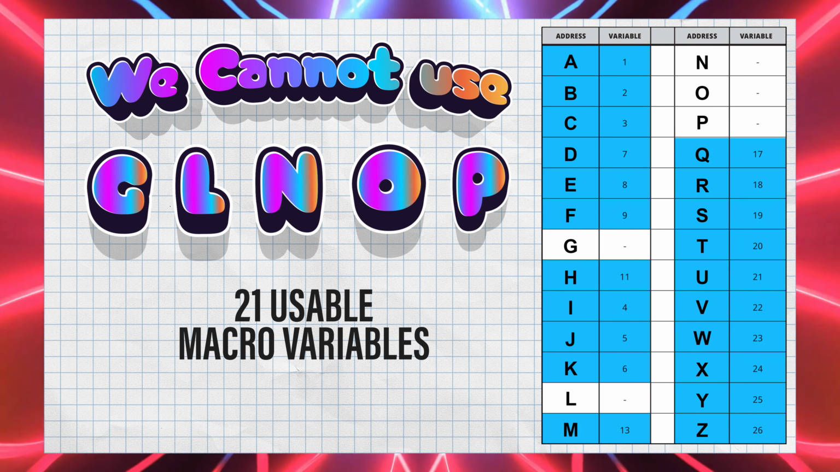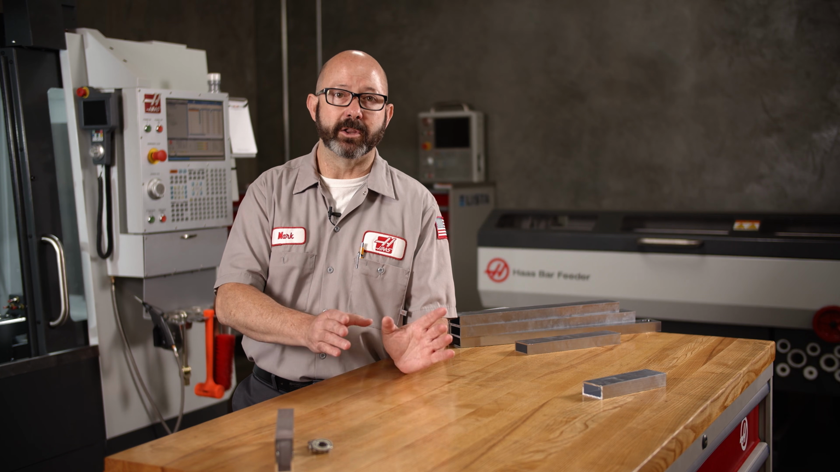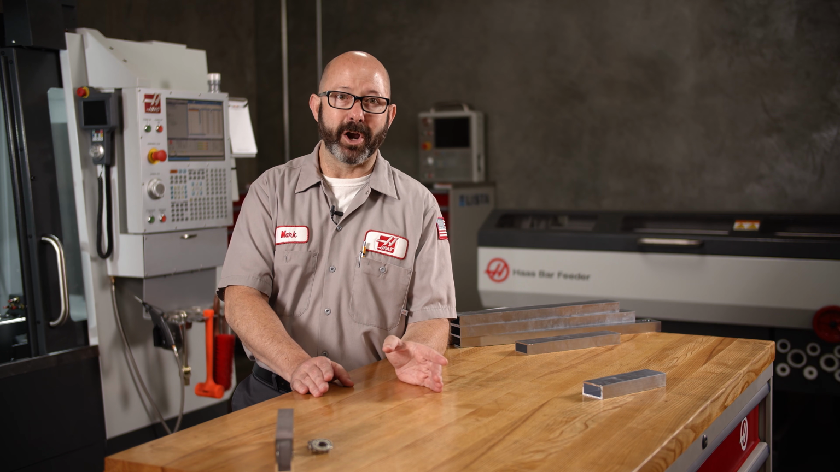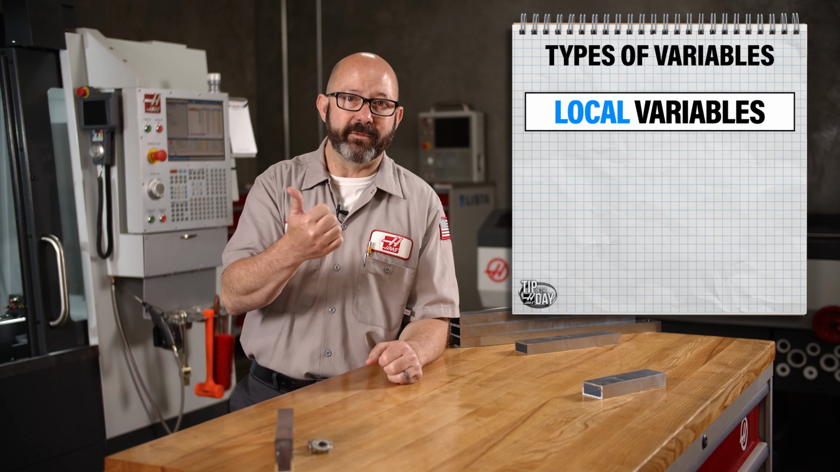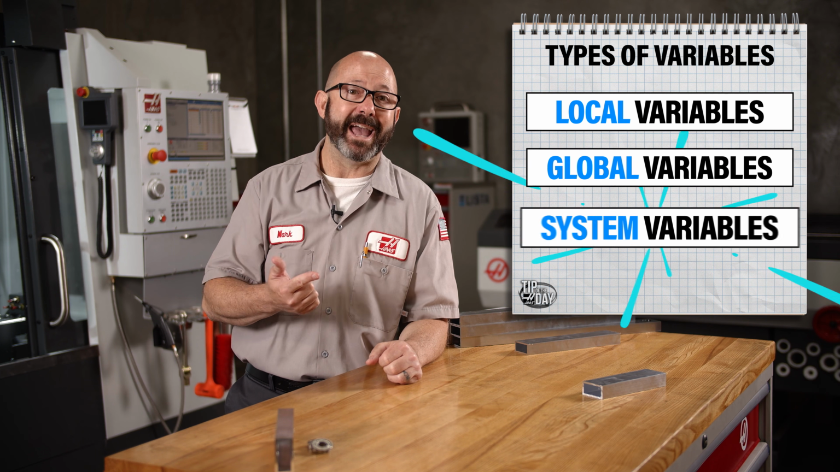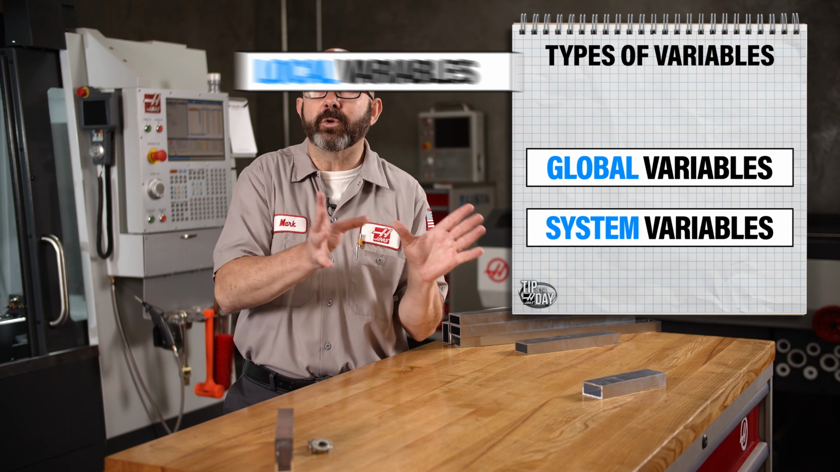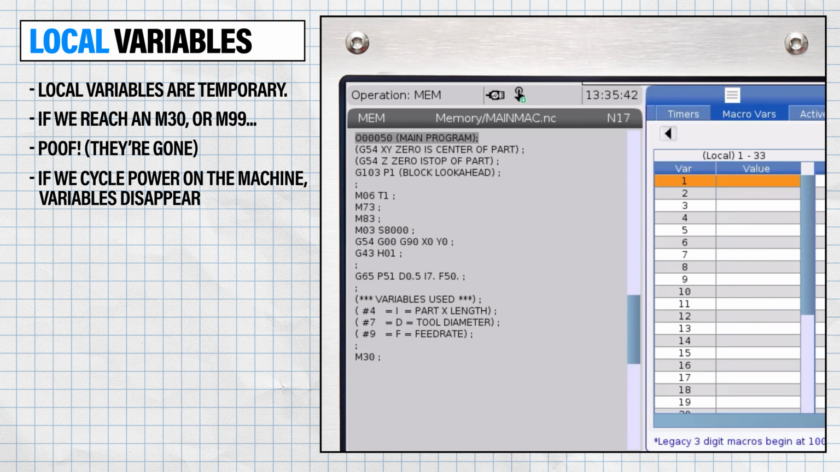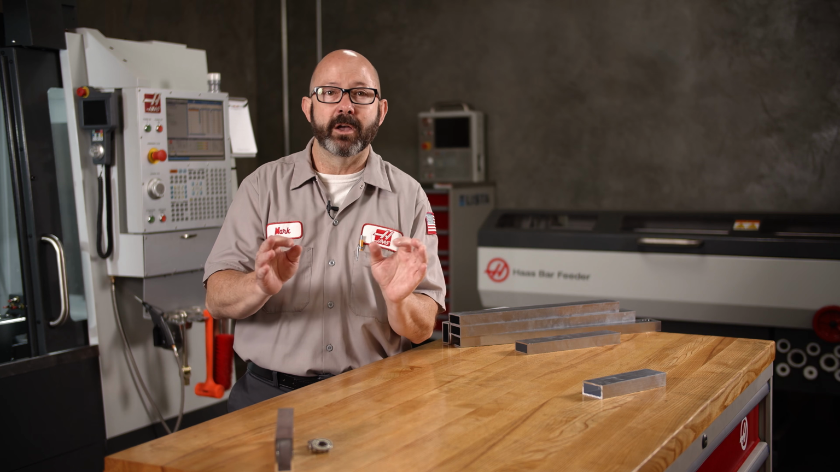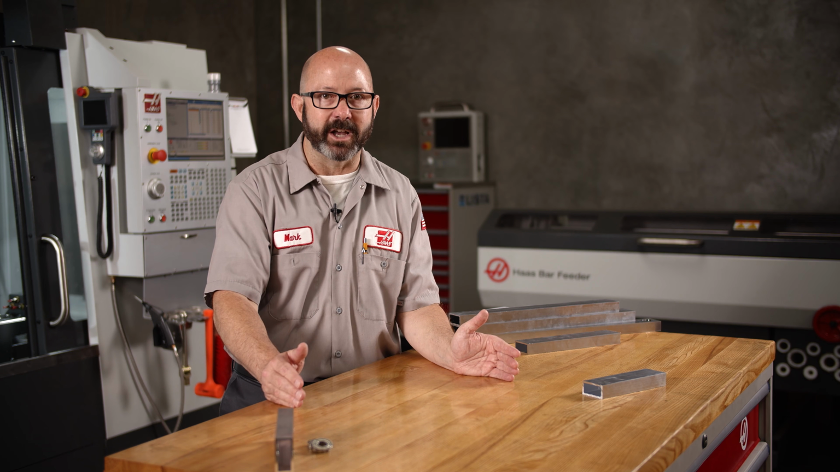Those are the basics of G65 macro calls and local variables. But there are more variables than just our local. We've got local variables, we've got global variables, and we have system variables. Our local variables are temporary, they are fleeting. If we reach an M30 or an M99 in a program, poof, they're gone. If we cycle power on the machine, they disappear. They are really only to be used when passing information from our G65 line to that local variable shelf.